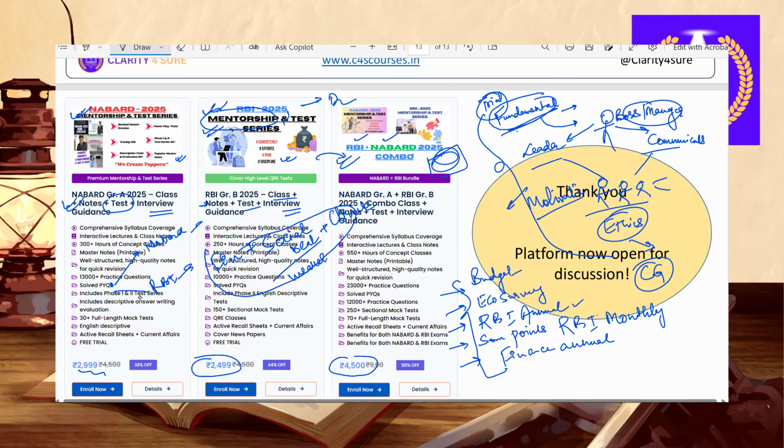Six months, to be on the safer side, you can cover from January, I think. You can cover the PIB. That's good enough.